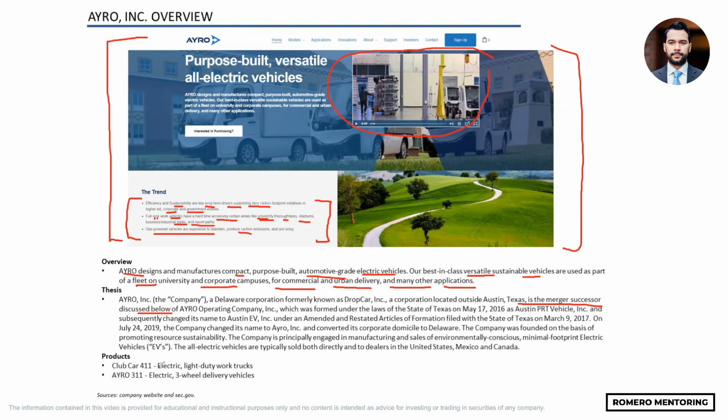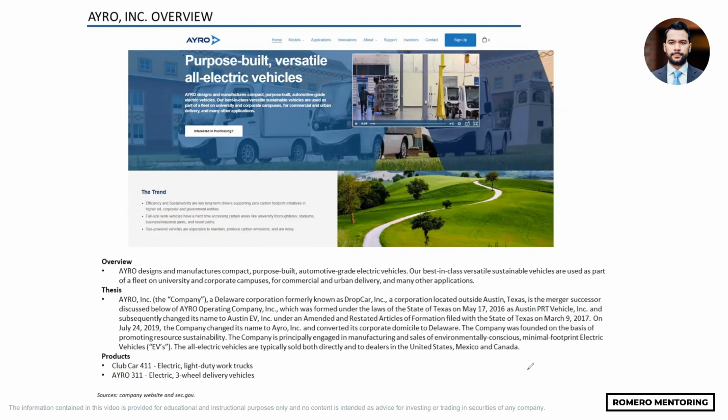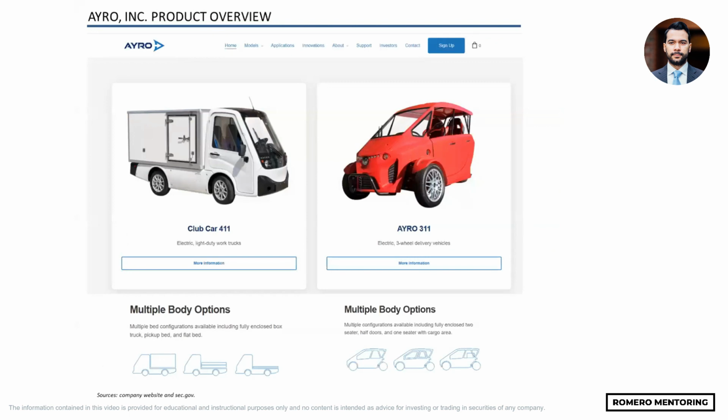Now, in terms of products, they have two products: the Club Car 411, which is an electric light-duty work truck, and then they have the Ayro 311 electric three-wheel delivery vehicles. Very similar to what we saw with Arcimoto. Now, this slide displays the product that the company is actually selling. So here's their light truck, and then here's their three-wheel electric vehicle. And then, of course, it has different types of applications and purposes, as you can see over here.